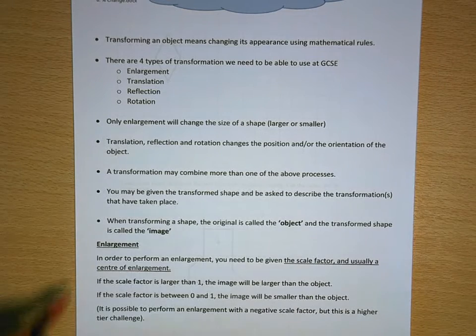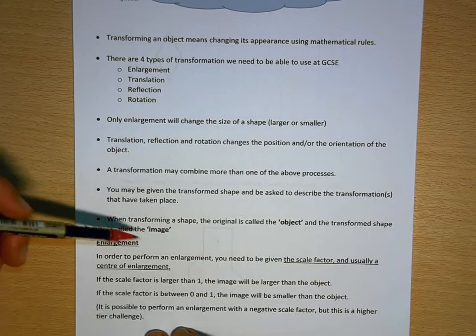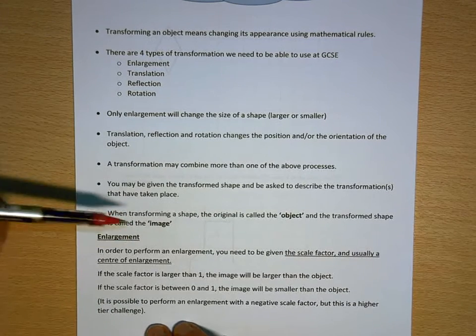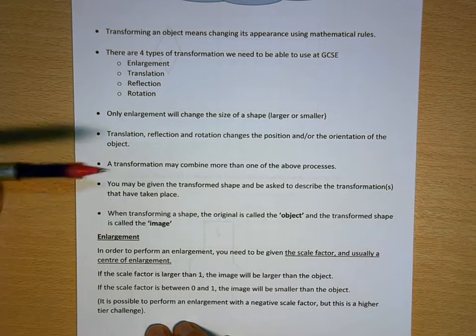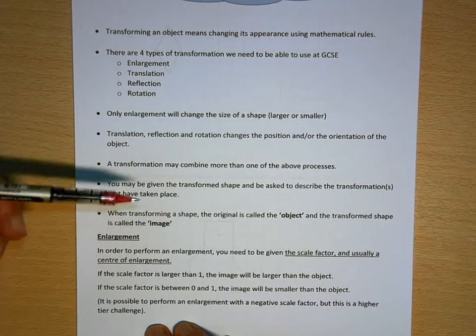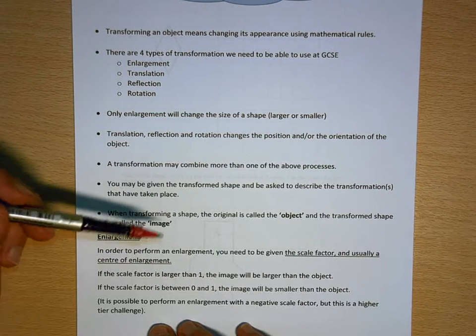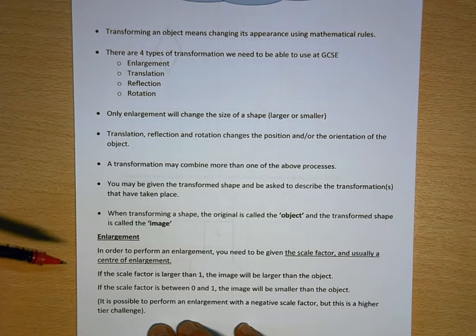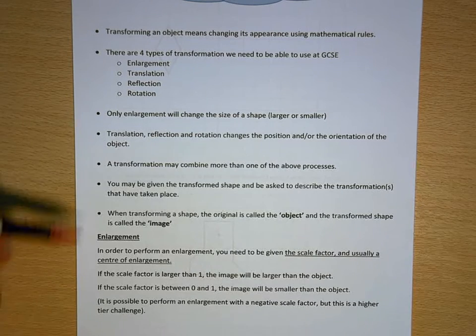So first of all then, let's take a look at enlargement. In order to perform an enlargement, you need to be given some specific information. You need to be given a scale factor, how many times bigger or smaller the enlargement is going to become, and usually, but not always, be given a centre of enlargement.